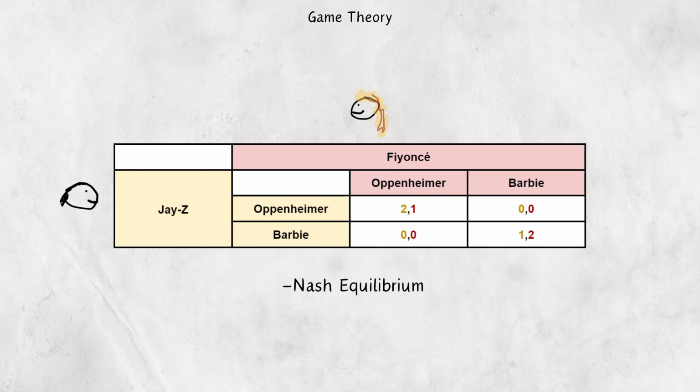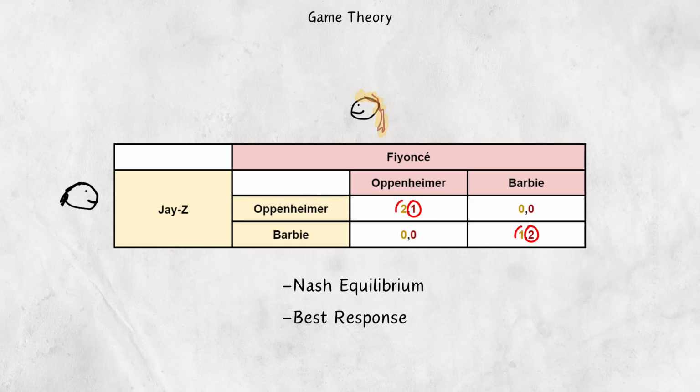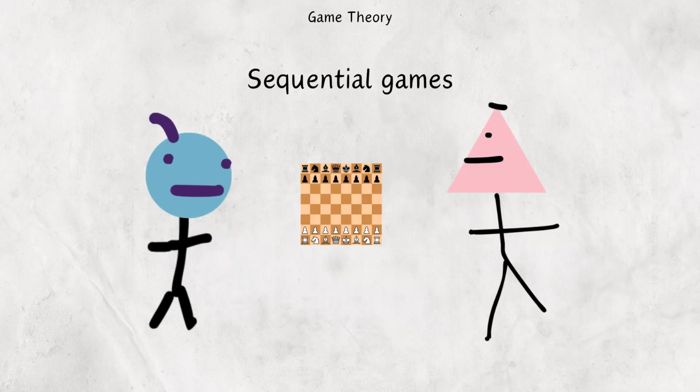To find the Nash Equilibrium, we have to find something called best response. So for each player's move, we look at the other player's best response, which is what we essentially did when we first looked at the game. So if fiancé goes to watch Oppenheimer, JC's best response is to watch Oppenheimer as well. If fiancé goes to watch Barbie, it's also best for JC to watch Barbie. The same goes for fiancé. So with that, we've found our Nash Equilibriums. In this case, there are two, so the solution is for the players to collaborate and just go to the movies 2 times.